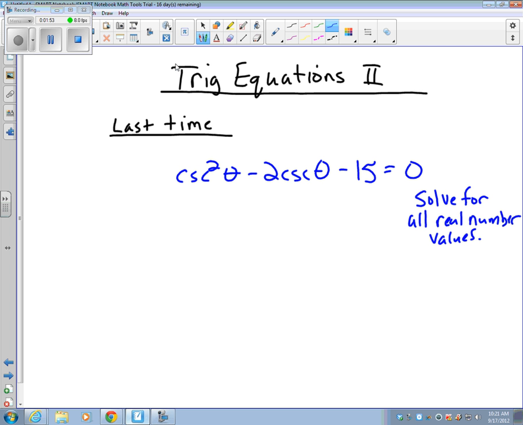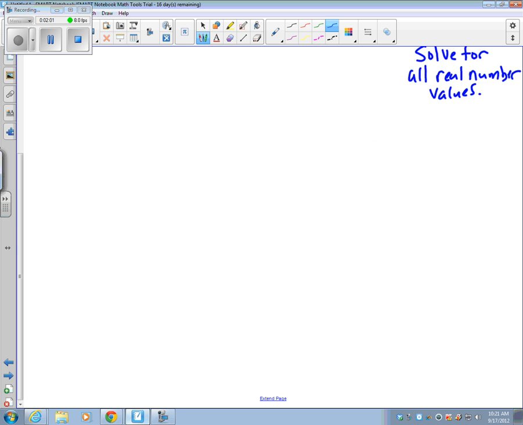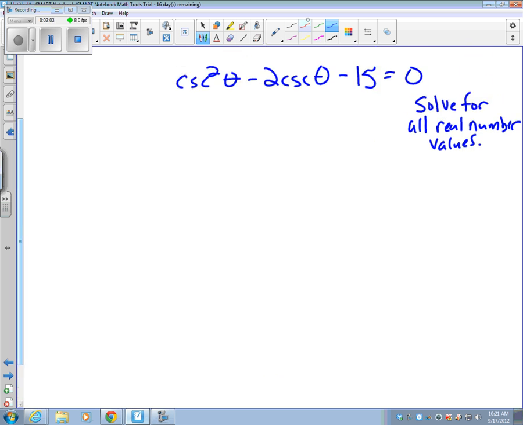So, what did we do? What were the steps in solving a trig equation? Do you remember? Solve the equation. Good. So the first thing we're going to do is solve, in this case, for cosecant theta, right? We're going to isolate that. How do we do that with this one?